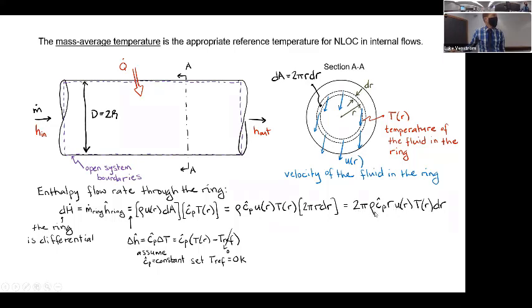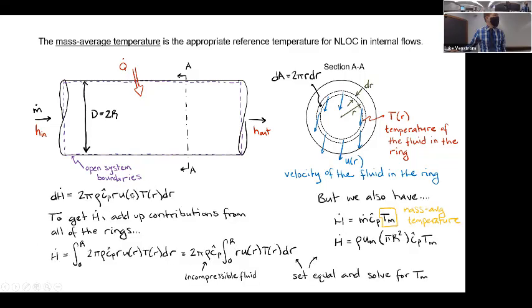It's 2 pi times density times the specific heat times the radial location of the ring times the velocity of the fluid in the ring times the temperature of the ring times the thickness of the ring. That gets me the enthalpy flow rate through the ring. Now, that's all fine and dandy, right? And if I want to get the total H, I have to add up the contributions from all the rings. So that's where the integral comes in.